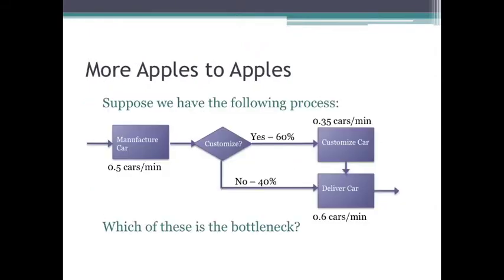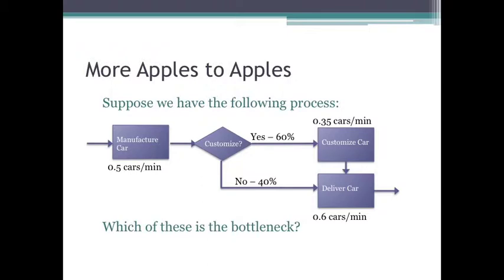Now, suppose we have this example here, where we have a process where we manufacture a car and we're able to manufacture 0.5 cars a minute. And then, well, some of the cars we sell are customized. Not all of them, but some of them. So 60% of the cars we sell have some customization. And the customized car step we can complete at 0.35 cars a minute. And then, no matter what, we deliver the car and we're able to deliver 0.6 cars a minute.